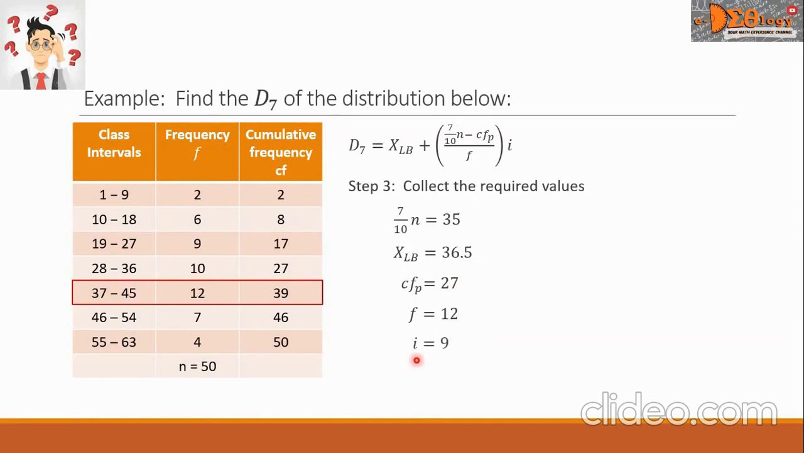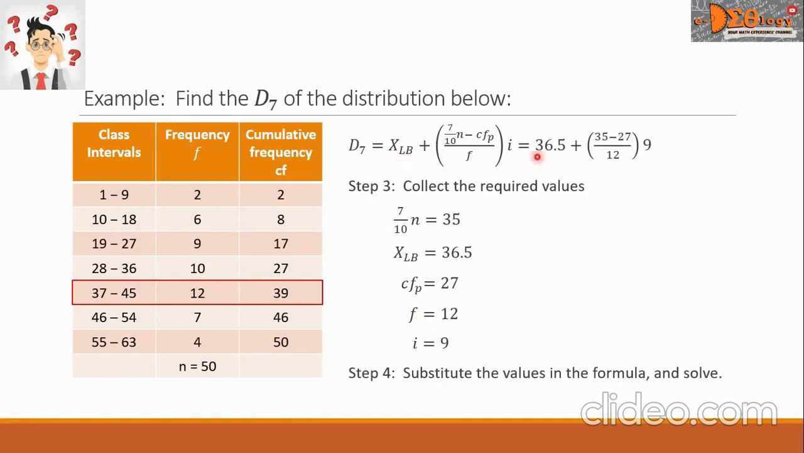I is the class width, and this is equal to 9. This number 9 is the number of terms or numbers inside a class. So in all the classes, there are 9 numbers included. For step 4, let us substitute the values in the formula and solve.